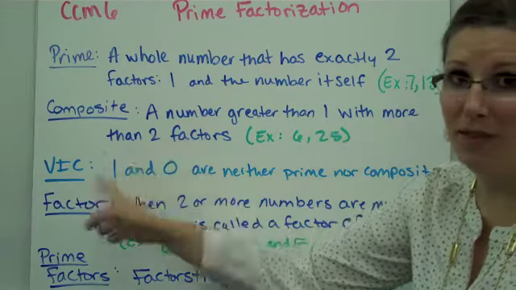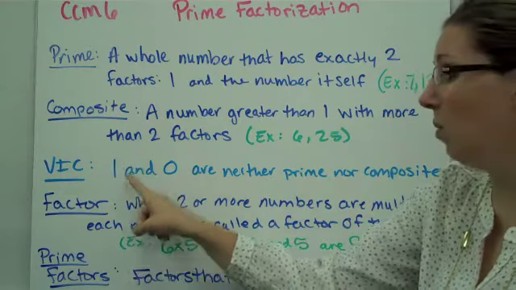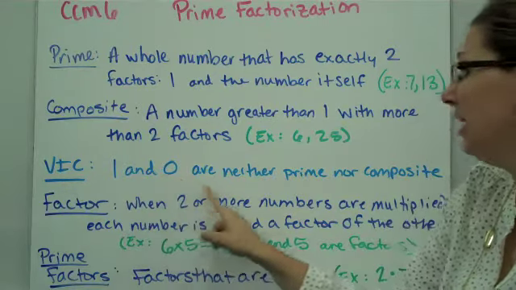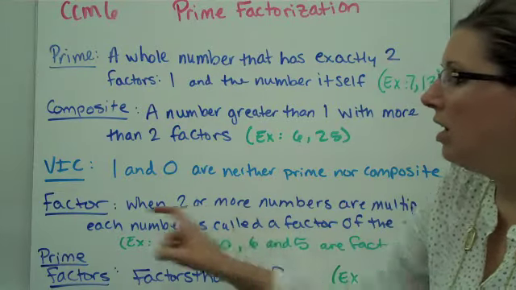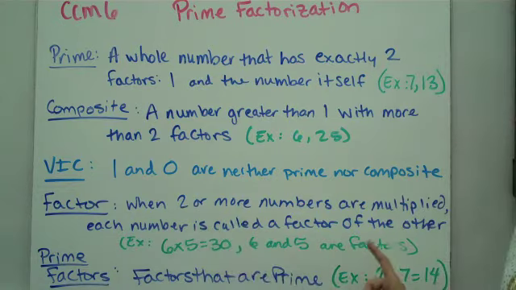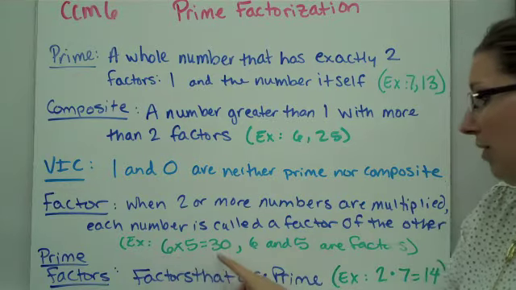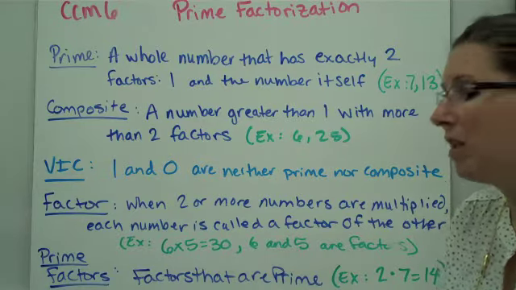VIC stands for very important concept. So this important concept is that 1 and 0 are neither prime nor composite. Factor: when two or more numbers are multiplied, each number is called a factor of the other. For example, 6 times 5 equals 30, so 6 and 5 are the factors.